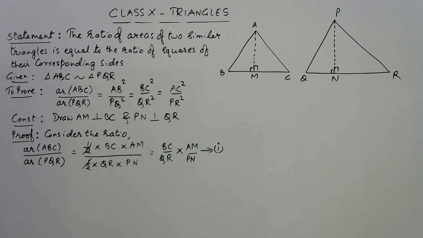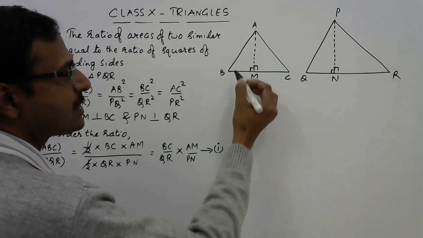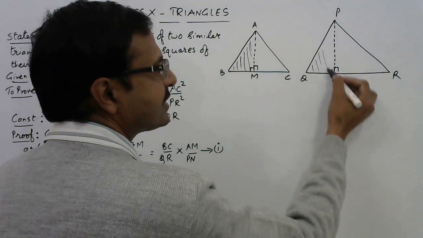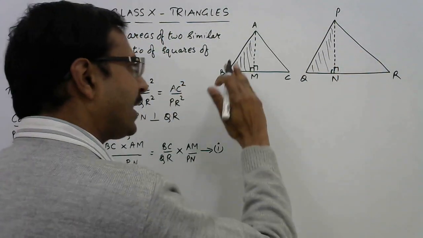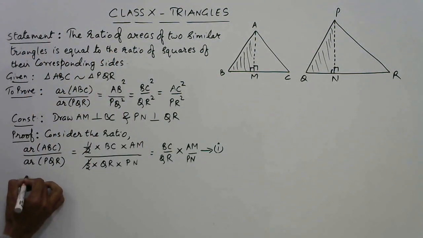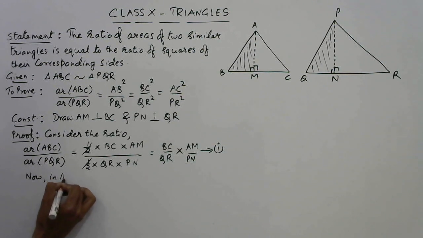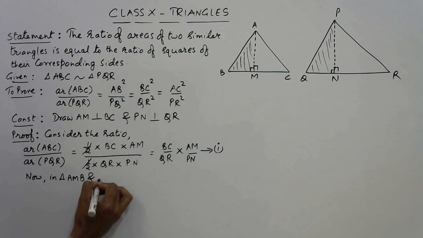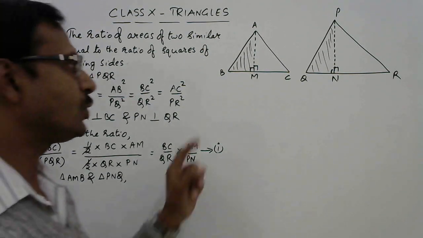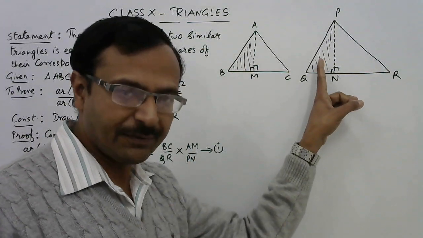For the second step, I shall prove that the triangle on the left hand side, that is this triangle AMB, and the triangle on the right hand side here, that is PNQ, I will try and prove that these two triangles are similar. Let's try and prove that. In triangle AMB and triangle PNQ, can you prove them similar? Yes, we can very easily prove them similar, because for proving triangles similar, we need to just apply AA criteria. So two angles of this triangle should be equal to two angles of this triangle.